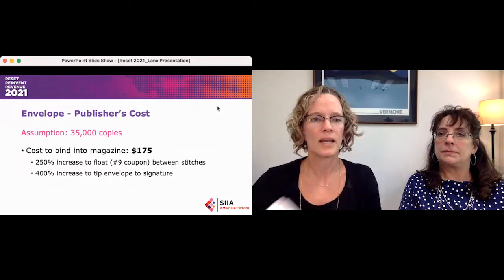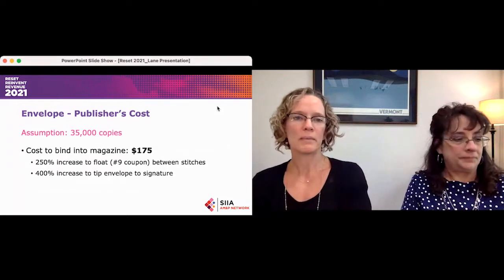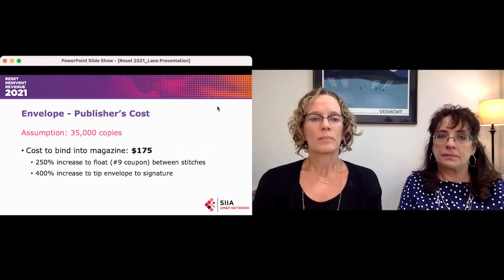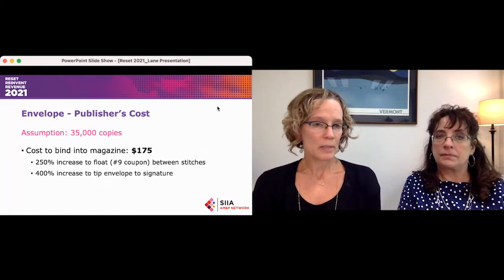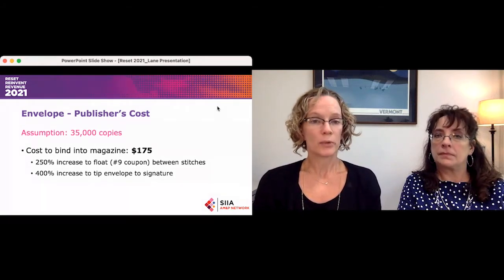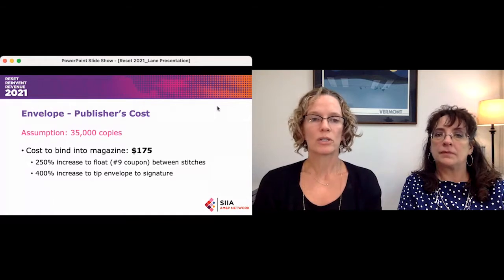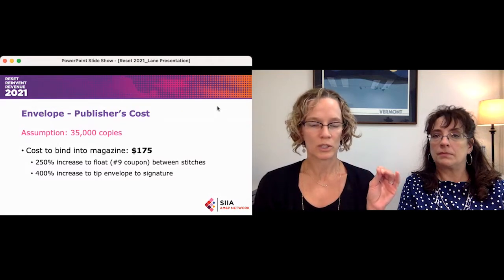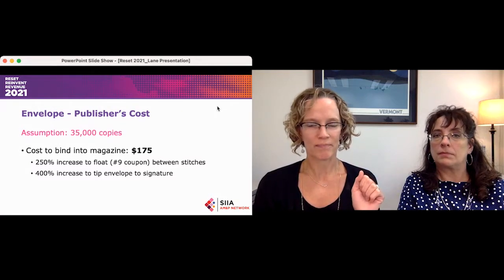All right. Now, cost to bind it into the magazine, $175. You'd have to increase that by about 250% to float it between the stitches, like I just showed you. And then 400% increase to tip the envelope to the signature, which is the Friends of Animals version.